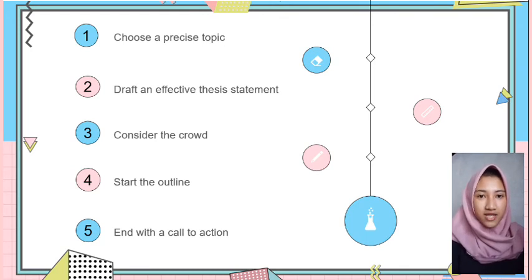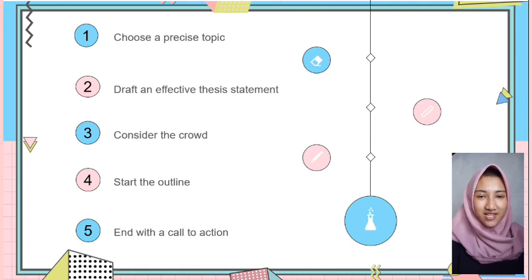Second is draft an effective thesis statement. With your topic of interest, it's time to draft a thesis statement. If you have done it right, your thesis statement will summarize the entirety of your speech in one concise sentence. It doesn't have to be dry either.